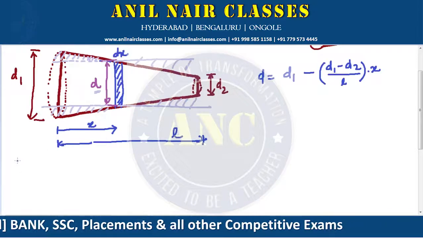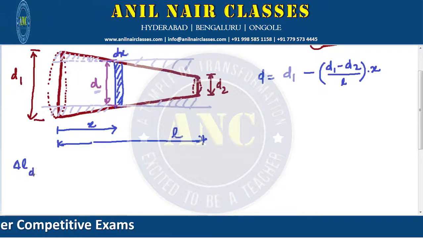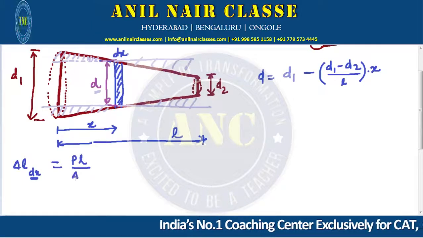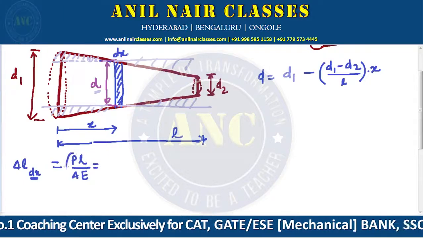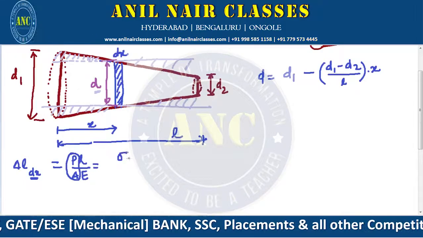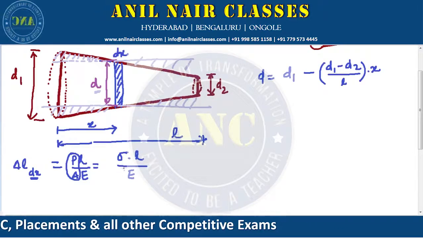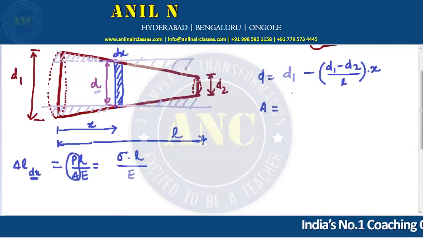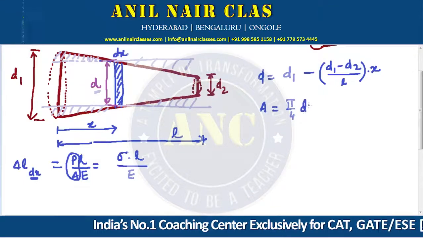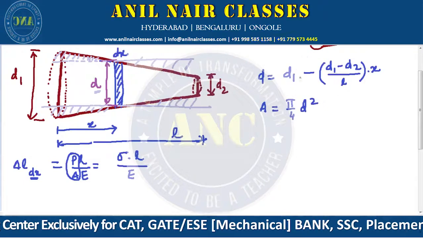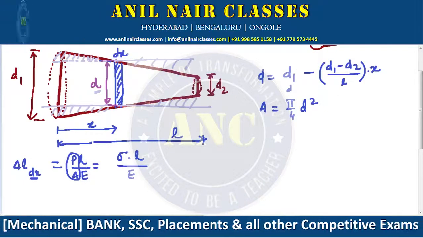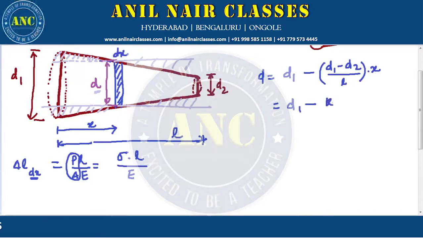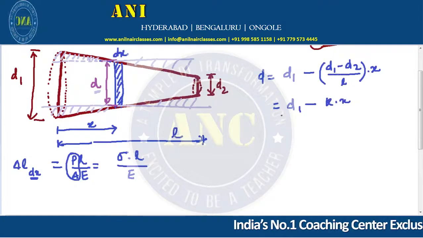So when we get d, now I'll find the change in length in dx. The change in length in dx is, by the formula PL by AE, where P by A is stress, that is stress into length by E. So I'll find the value of stress. For that I need to find A. A will be pi by 4 into d square. Since this looks complicated, I can write d as d1 minus kx, where k is nothing but d1 minus d2 by L.